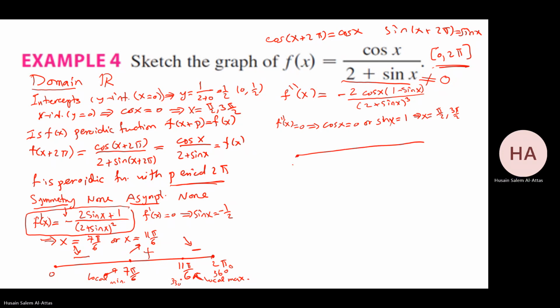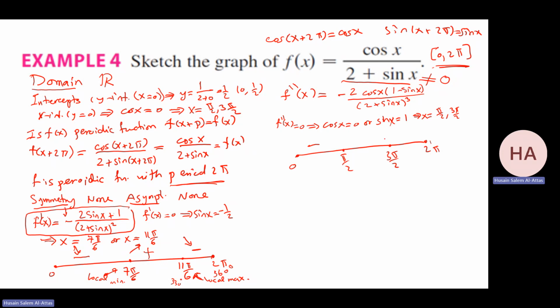Between 0 and 2 pi, I will put pi over 2 and 3 pi over 2, which is easy to check now. Take pi over 4: that will be positive, 1 minus square root 2 over 2 is positive also, times negative over positive, that will be negative. Between pi over 2 and 3 pi over 2, take pi: sine pi is 0, cosine pi is minus 1, so that will be positive.